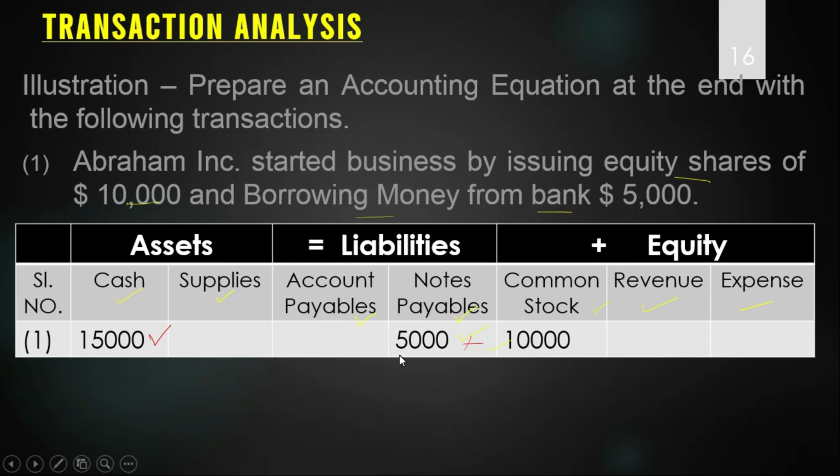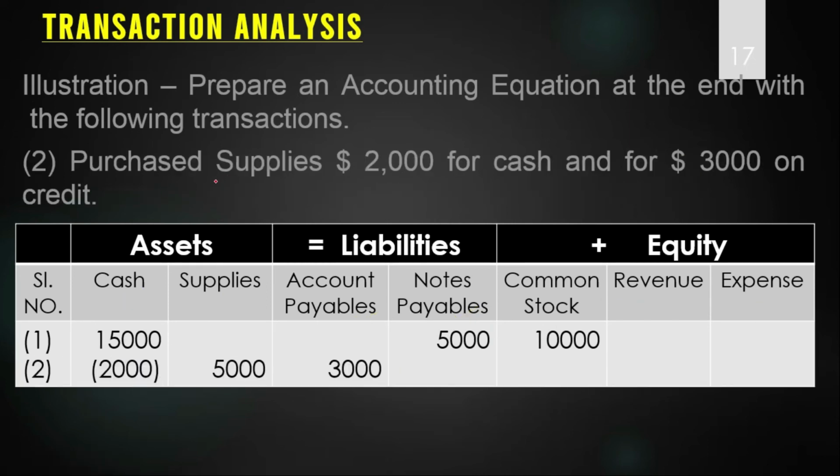So you can see here that total of assets is 15, whereas total of liabilities and equity is also 15. The next item is the purchase of supplies of 2,000 for cash and 3,000 for credit. So there is a supply which is purchased for 2,000 and 3,000, that is 5,000. So go to the supplies column and write 5,000 supplies plus, because it will increase. 2,000 you are making a payment of cash, so 2,000 will be deducted here, and 3,000 you are not making payment, so it means this is an account payable. So write 3,000 in the accounts payable column.